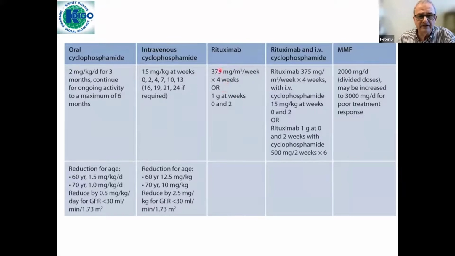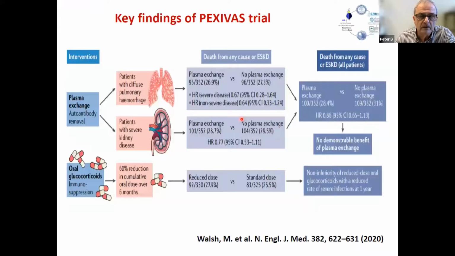The old protocol is 4 times this dose, or you can give 1 gram, two doses with a 2-week interval. There are also combination protocols which have been used in some studies. PEXIVAS was the last study which evaluated plasma exchange, which found no effect of plasma exchange in this study. But it also evaluated reduced glucocorticoid dose, which was as effective as a standard dose.